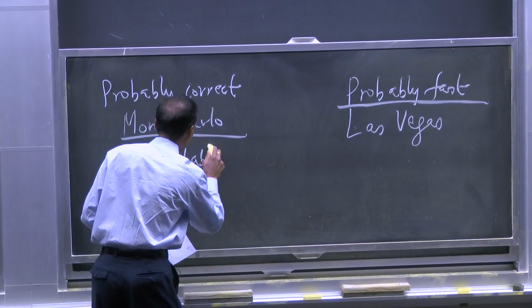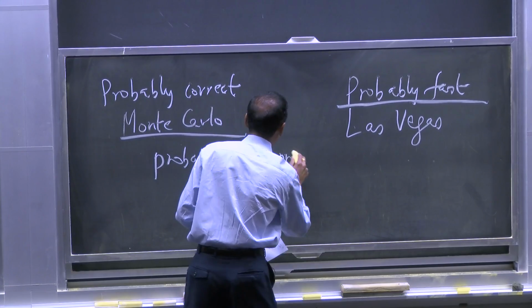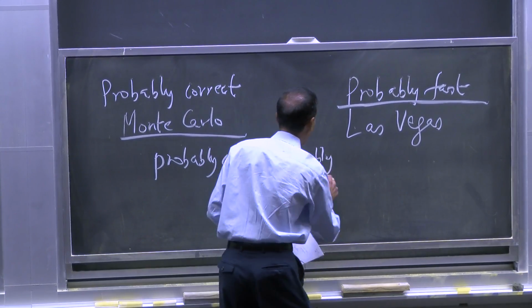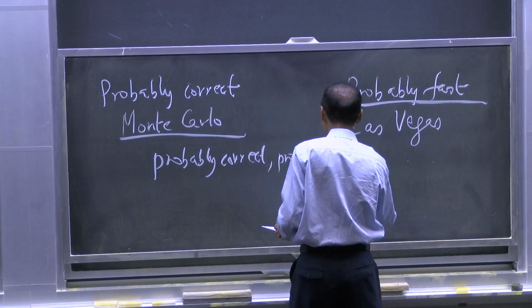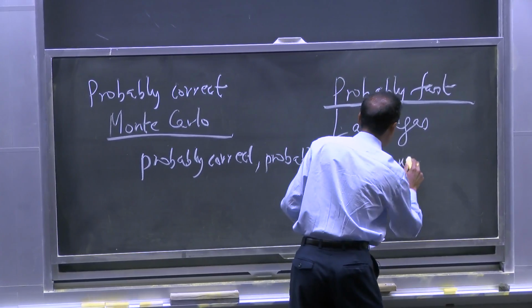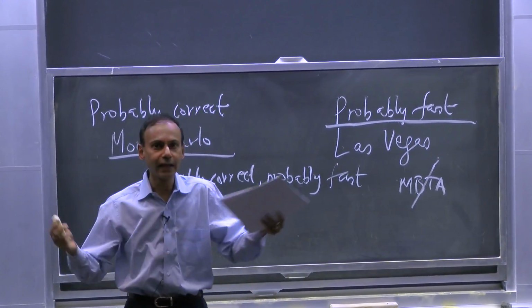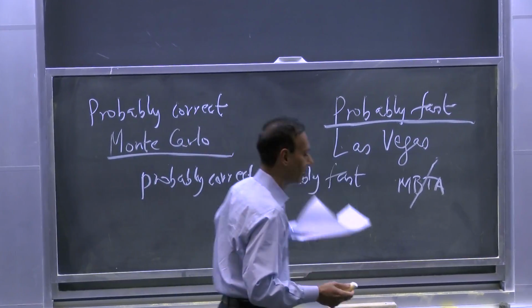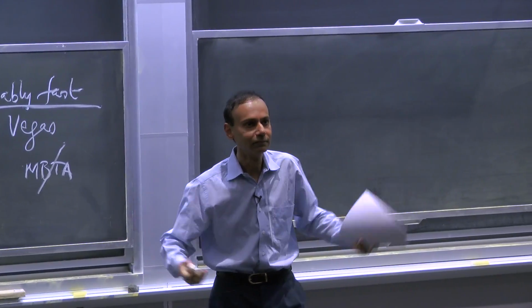Probably correct and probably fast, which, I guess, they don't get you anywhere. I don't know what that means. Incorrect and slow in the case of the T. So the MBTA, huh? Okay. No, that's not any guesses. I mean, think about what we have for Monte Carlo, Las Vegas. Extrapolate.